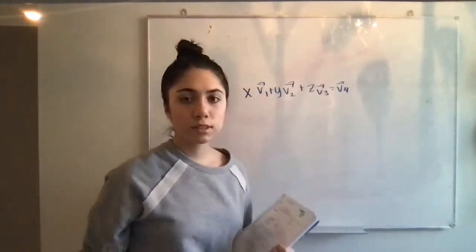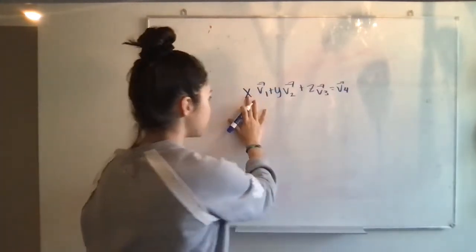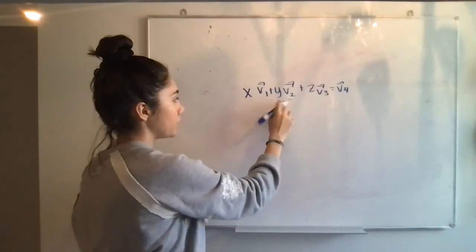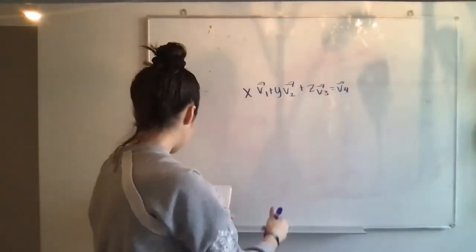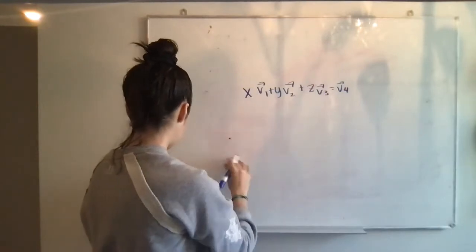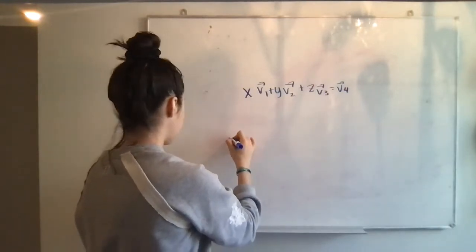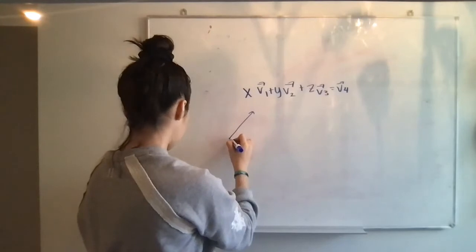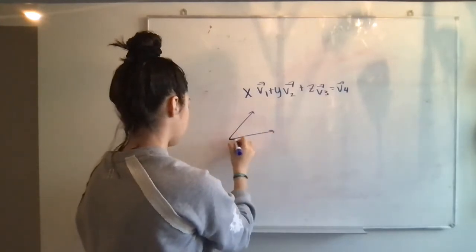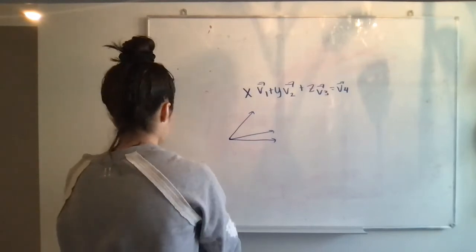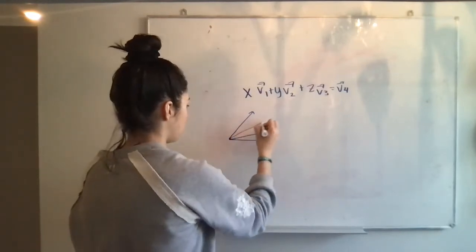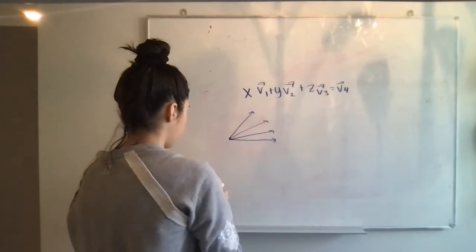Okay, so this is the equation that they give us. You've got x times vector 1 plus y times vector 2 plus z times vector 3 equals vector 4. And the way they draw it, you've got this geometric thing going on here. Those three are the vectors on the left side of the equation, and this is vector 4.